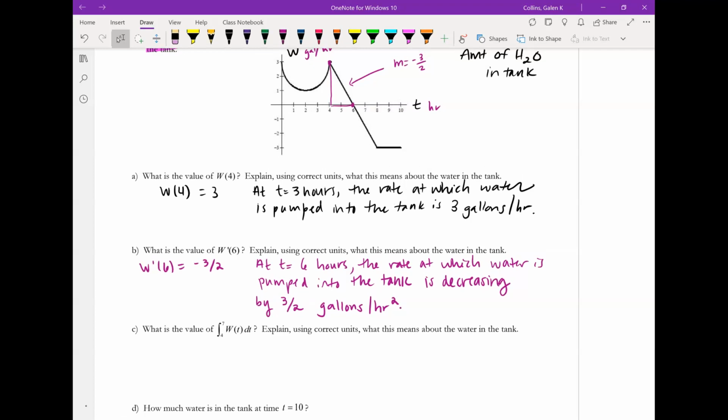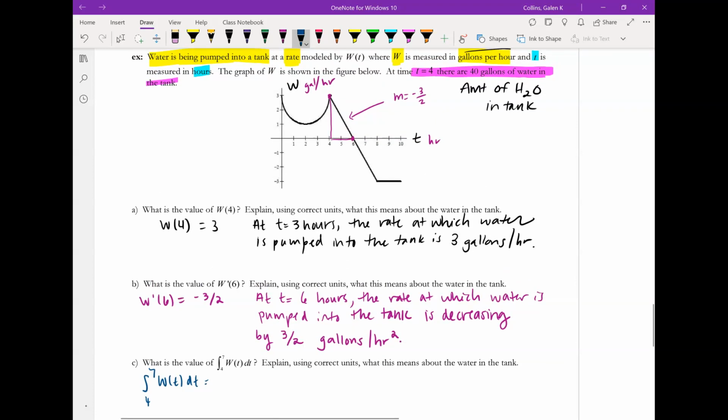All right, part C. What is the value of the definite integral of W over 4 to 7? And explain using correct units. All right, so let's evaluate that first. Okay, so from 4 to 7, if I look at the area, this is a triangle 3 by 2, so 3 times 2 times 1/2 is just 3. And then from 6 to 7, we have this little triangle. Now I do need to kind of use the slope here.